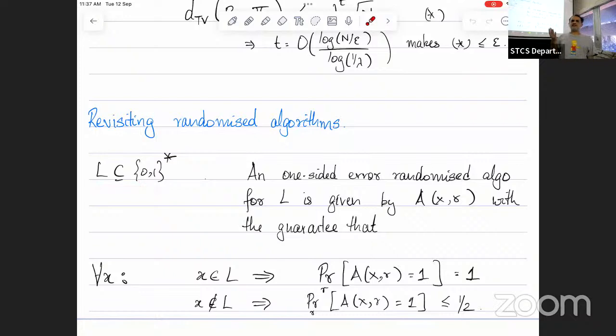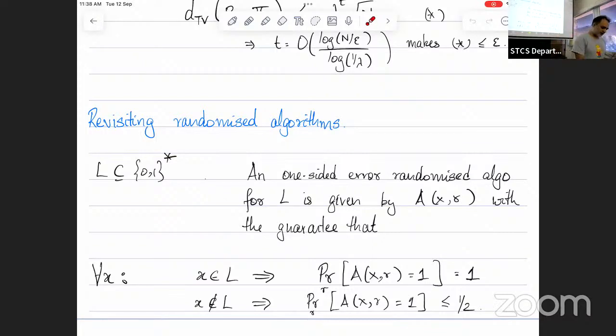And this language is just a bunch of strings, some of which you want to accept, some of which you want to reject. Maybe this language is the set of all numbers that encode a prime number or something of that sort. Okay, I'm going to be very loose here, but I'm just going to say a one-sided error randomized algorithm is an algorithm of the following type.